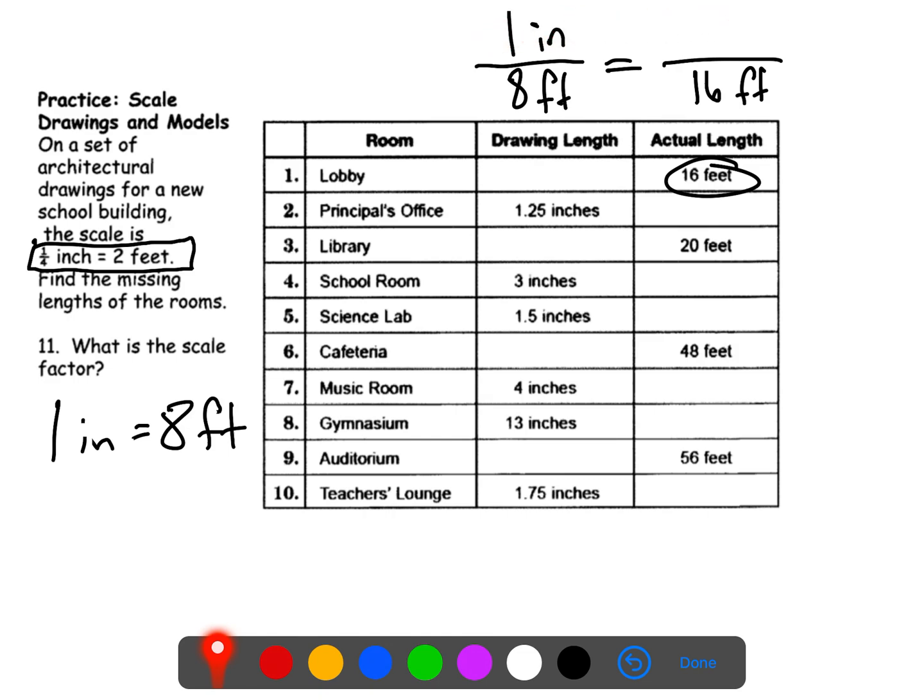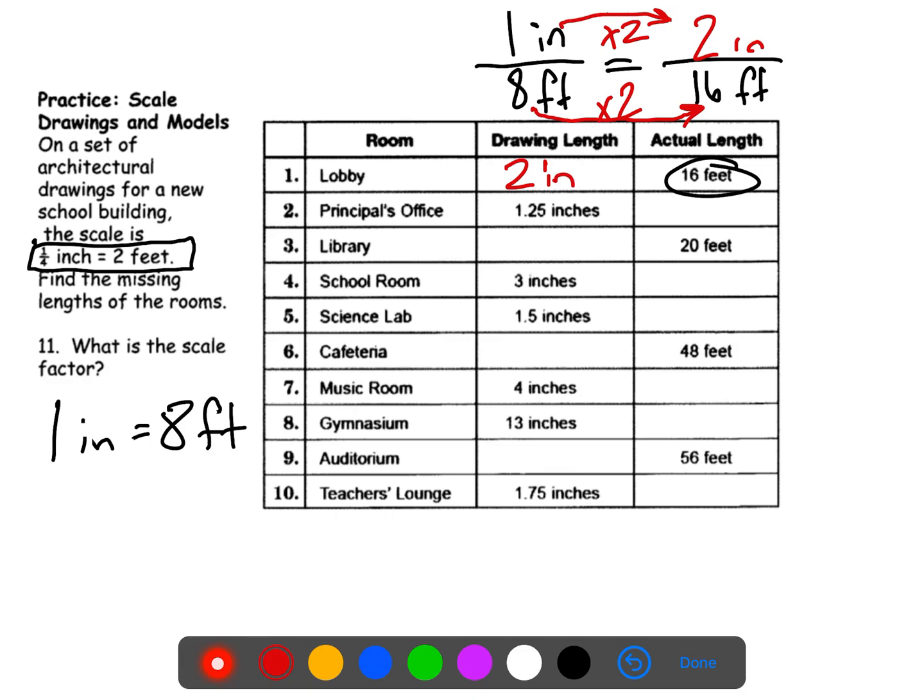All right, and then let's look at how those compare. 8 feet turned to 16 feet by doubling, by multiplying by 2. And we'll balance that here. So 2 inches is going to be the drawing length for that lobby.